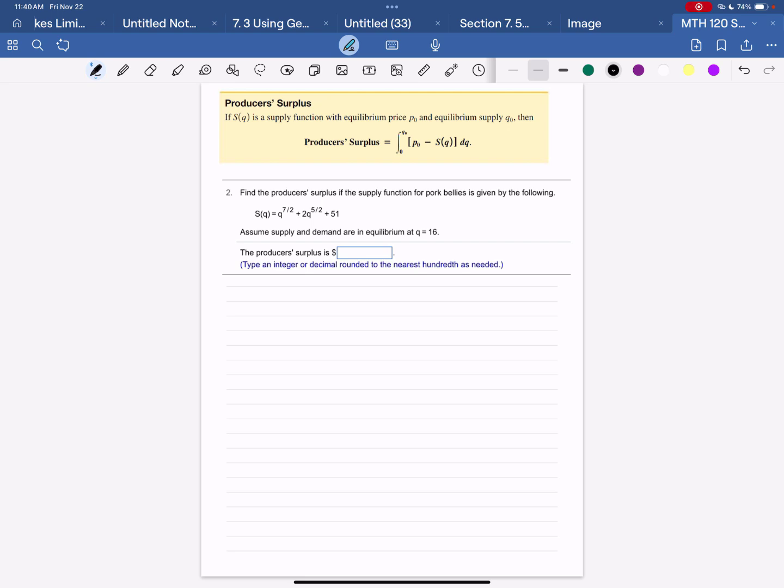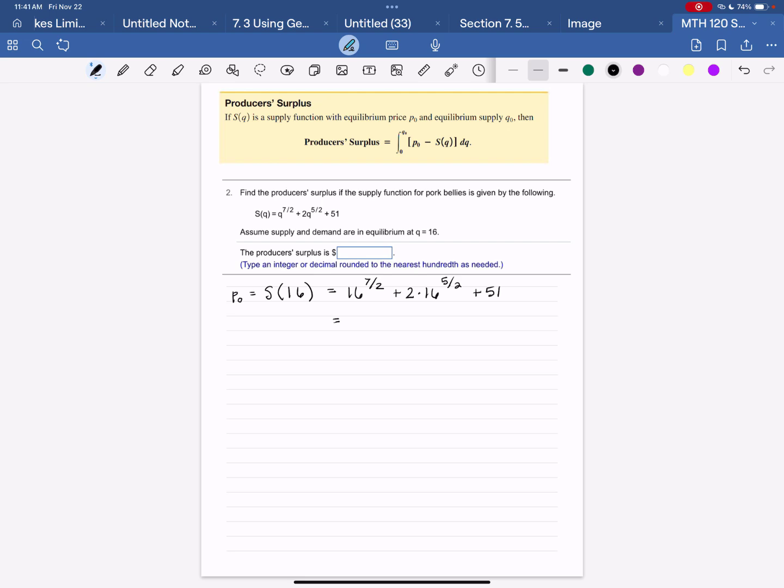So the first thing we have to do is find P naught. And in this case, P naught is S of the equilibrium quantity, which is 16. So that's 16 to the 7/2 plus 2 times 16 to the 5/2 plus 51.